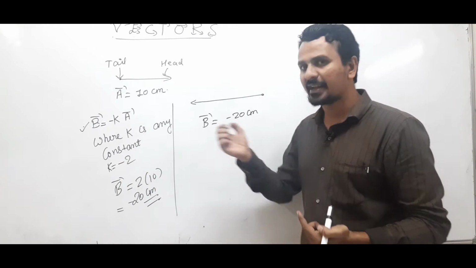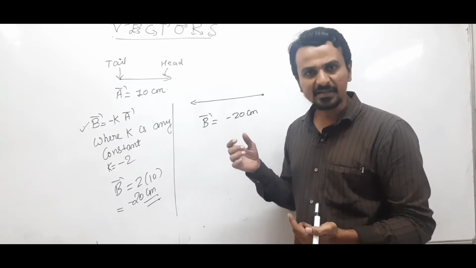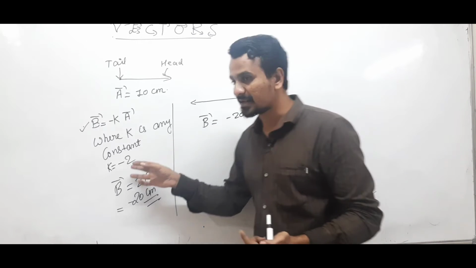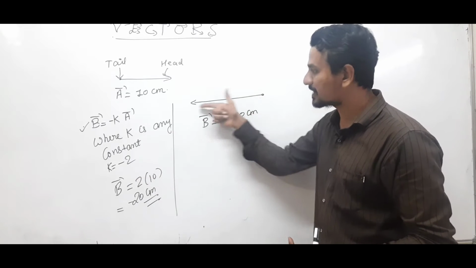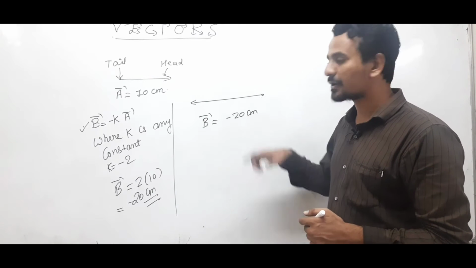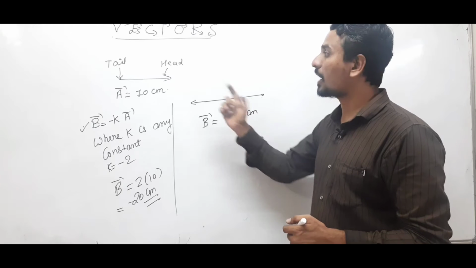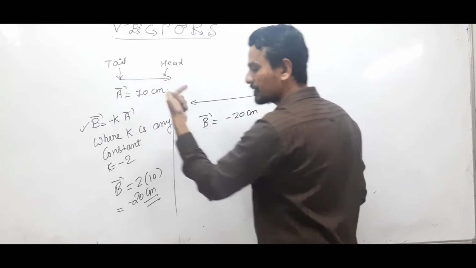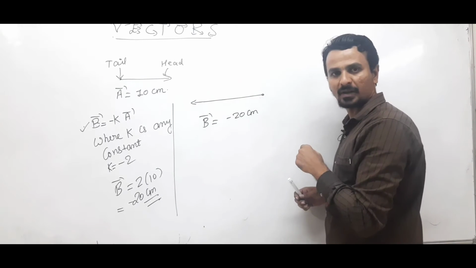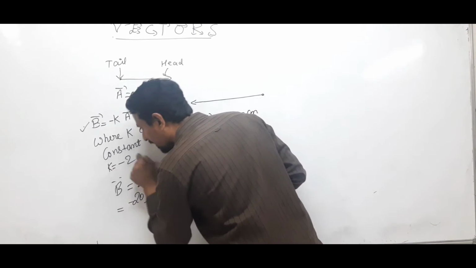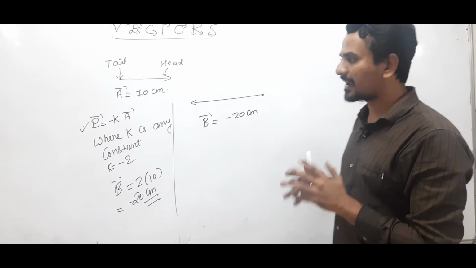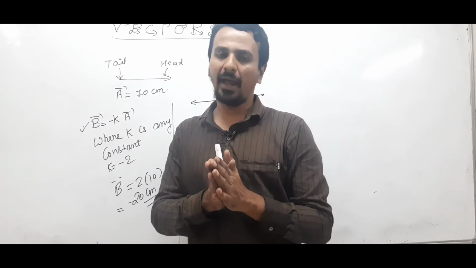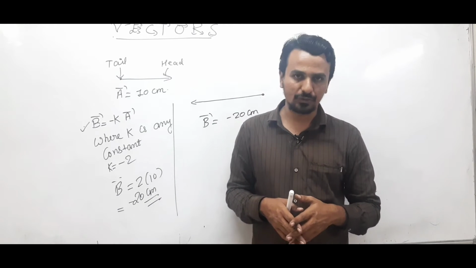Now your constant is negative. Of course the magnitude will be the same, 20, but since the constant is negative, you have to reverse the direction of the other vector. You need to draw the other vector in a direction opposite to the first vector. In your first vector this was the head, so now this will be the head. Clear? It is because you multiplied by a negative constant. So this is the effect which occurs when a vector is multiplied by a positive constant and when a vector is multiplied by a negative constant.